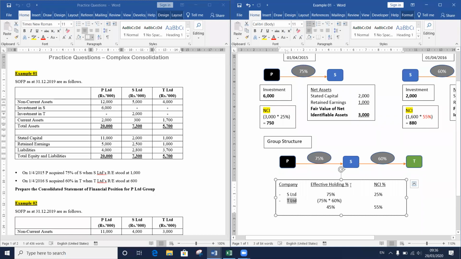Then, determining the effective holding percentage of T limited, we cannot say it is 60%.